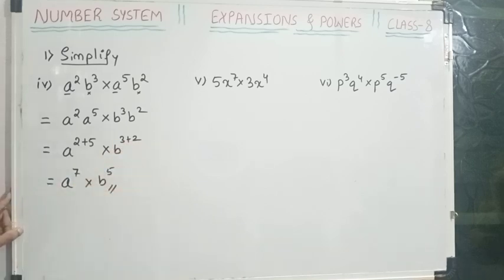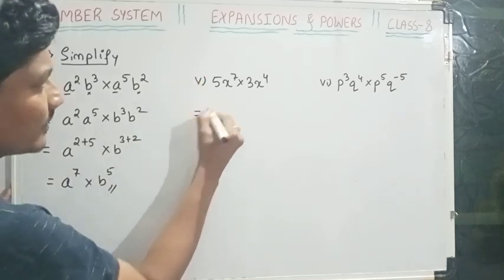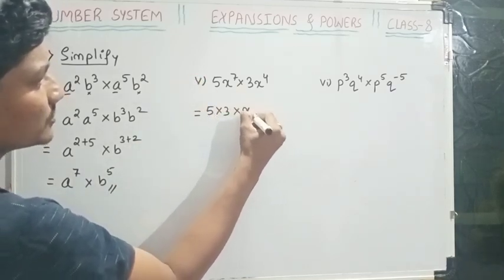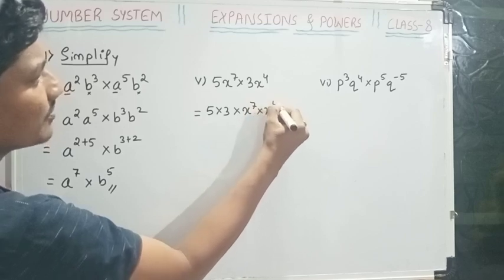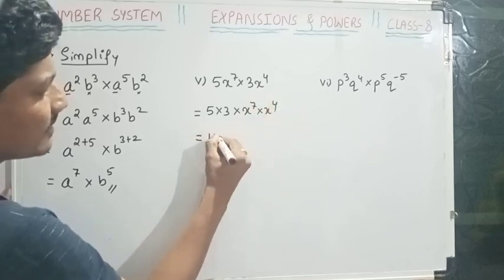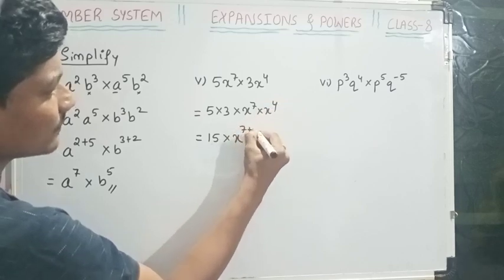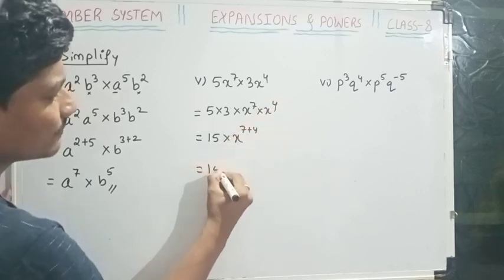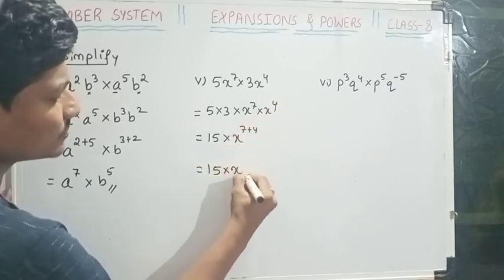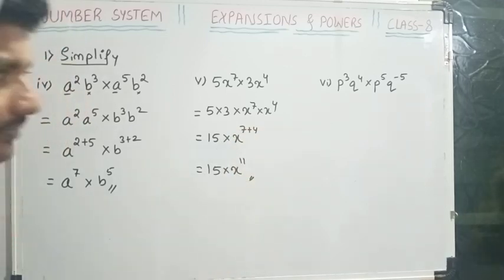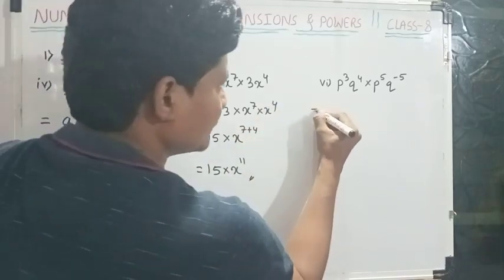a to the power 7 into b to the power 5. Here, 5 into 3, I'll write x to the power 7 into x to the power 4. 5 times 3 is 15. x to the power 7 plus 4, that is 15 into x to the power 11. 7 plus 4 is 11. This is the answer. Here we go with the next question.